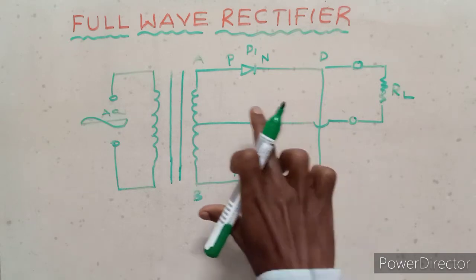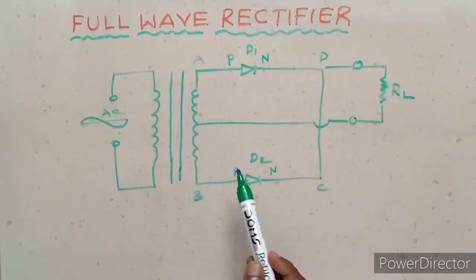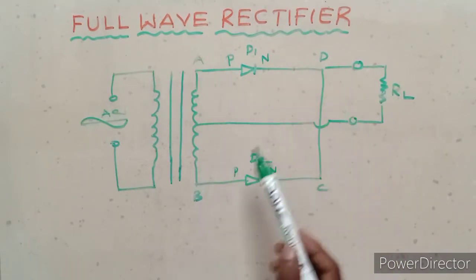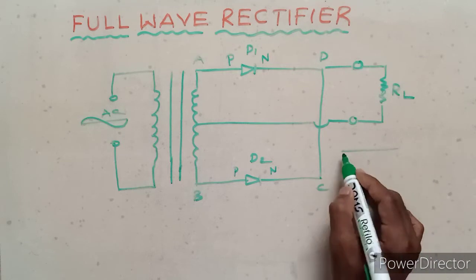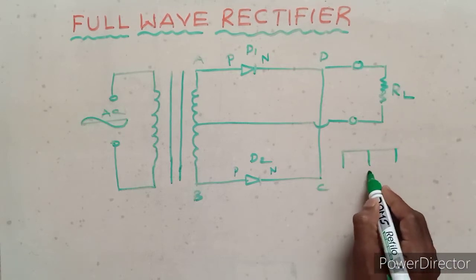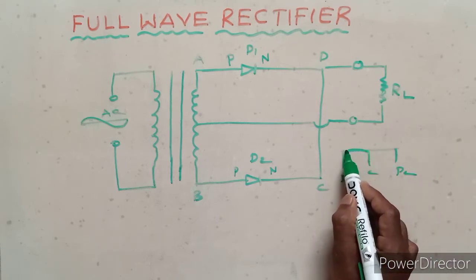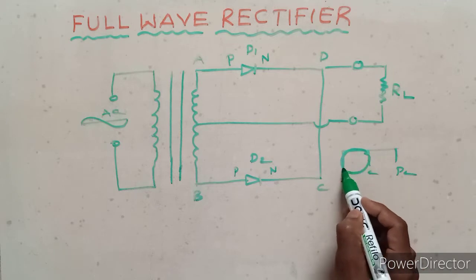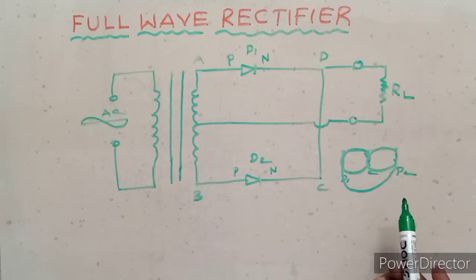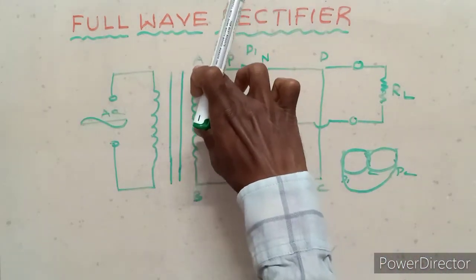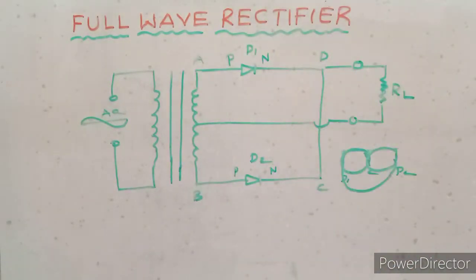Here three powers are generated. First one is this one and this one and this one. Observe, this is the center tap, this is the first D1, this is D2. So this is one circuit, this is another circuit, this is the third circuit. Totally there are three circuits.